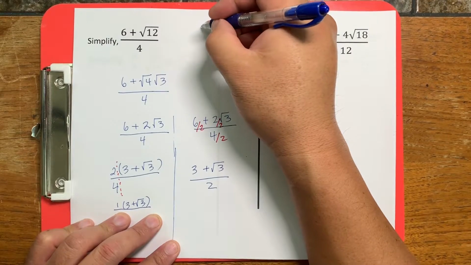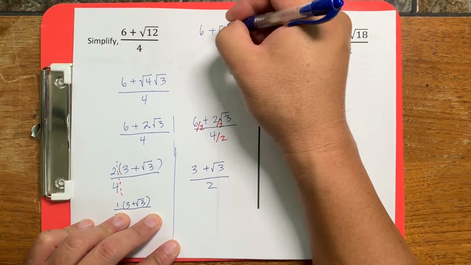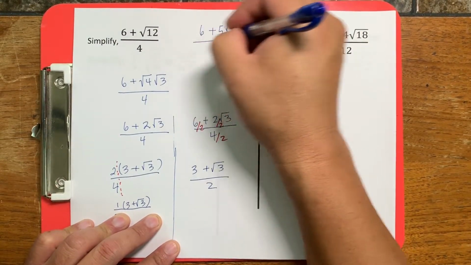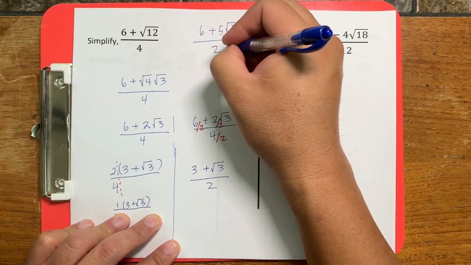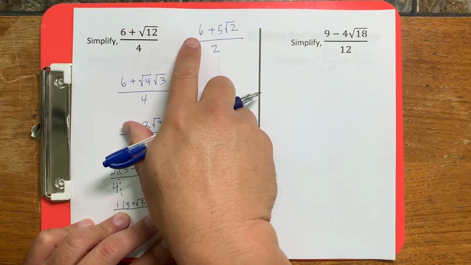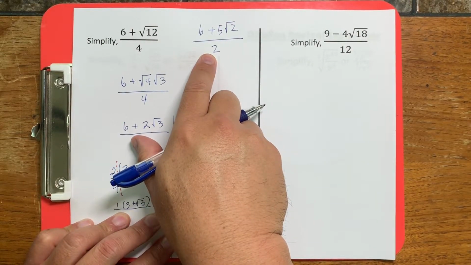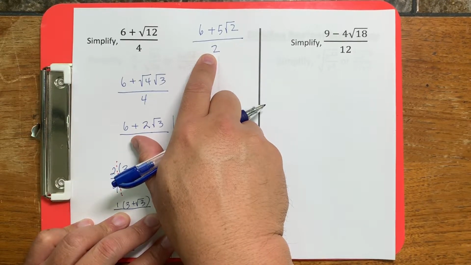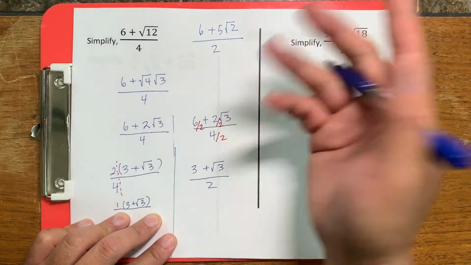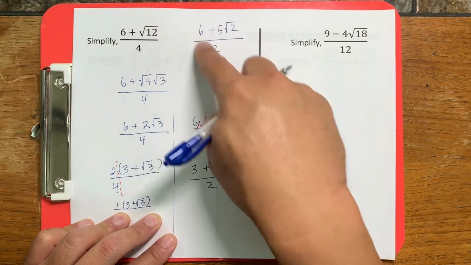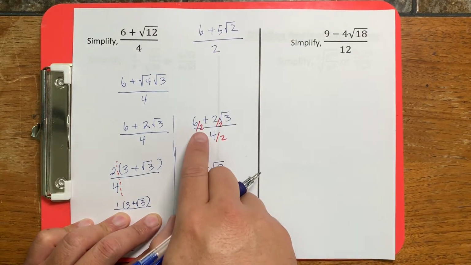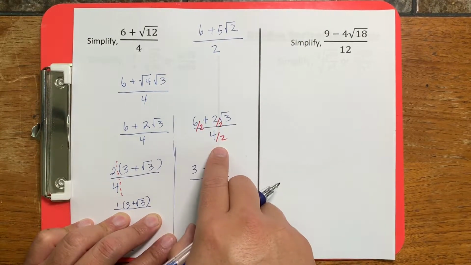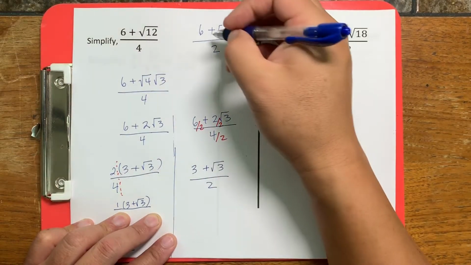So, for example, if I had something like this, even though the 6 and 2 can simplify with each other, the 5 and 2 cannot. So that would be your final answer if you're doing something like this. This only works if all the terms are divisible by the same number. Okay.